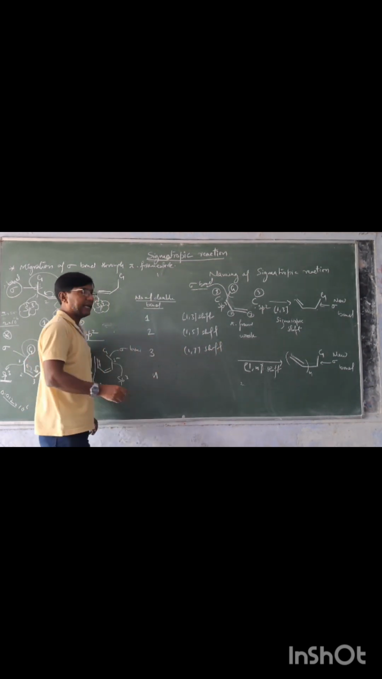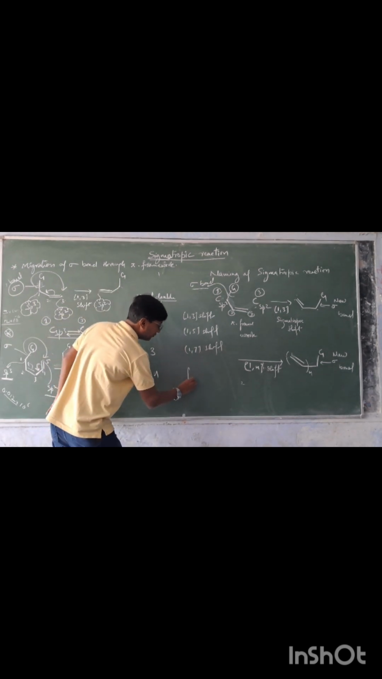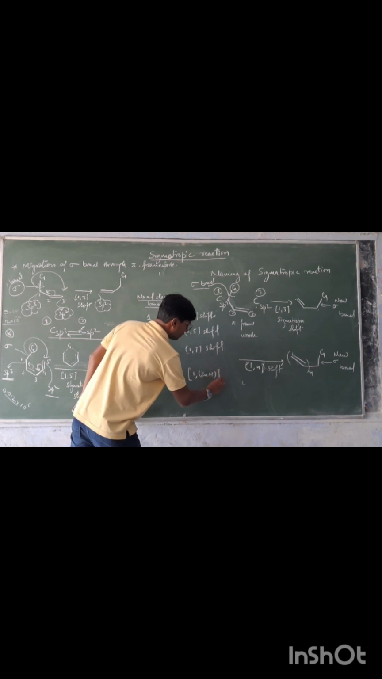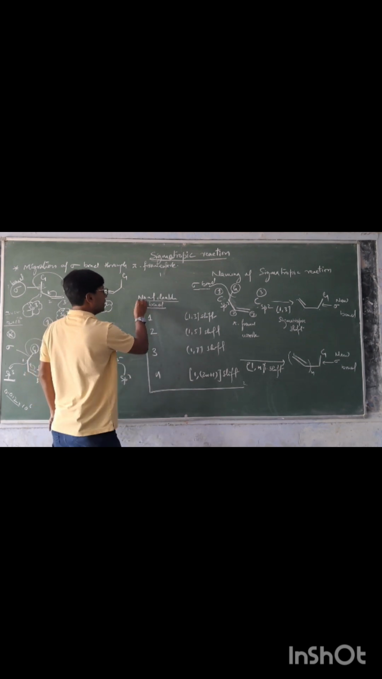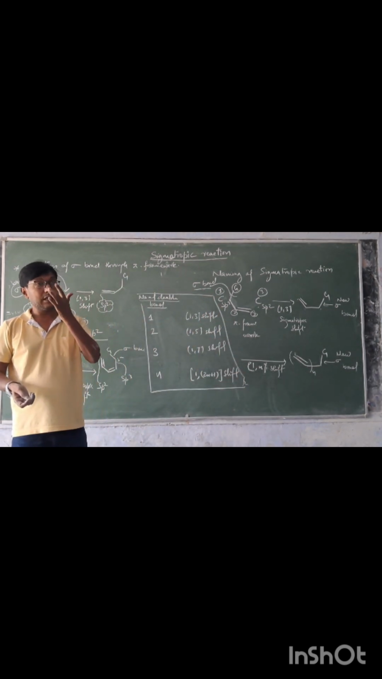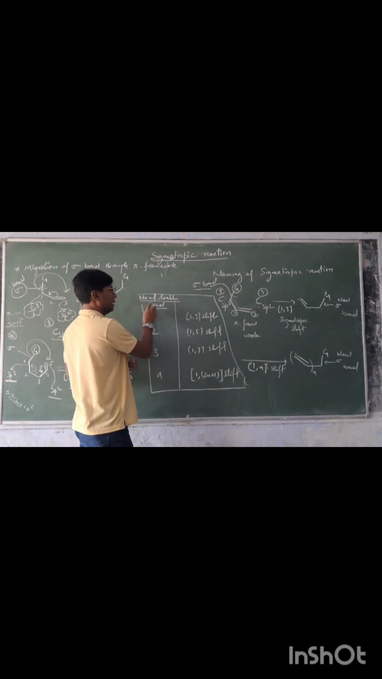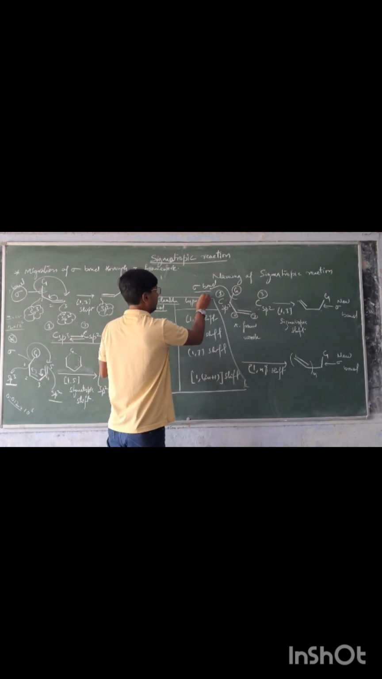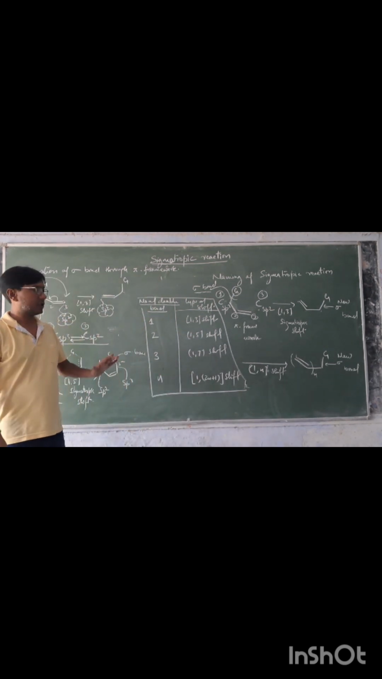Similarly, if we have n double bonds, then the shift will be a 1,2n+1 shift. So this is the basic naming of sigmatropic shifts, starting from position number 1 as the origin. You can clearly see that the number of double bonds decides the type of shift. You can draw this.